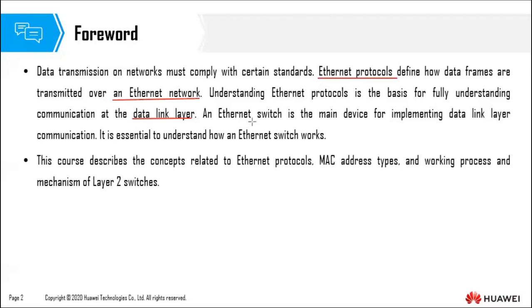So an Ethernet switch is the main device for implementing data link layer communication. It is essential to understand how an Ethernet switch works. So this course will describe the concepts related to Ethernet protocols, MAC address types, and working process and mechanisms of layer 2 switches. So that is what we're going to learn.